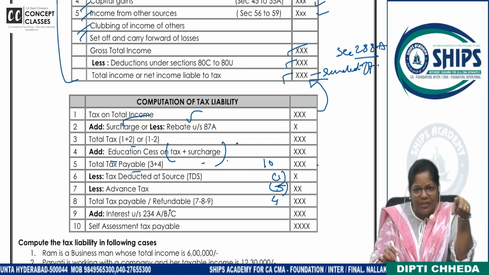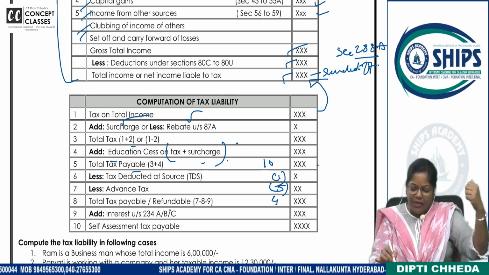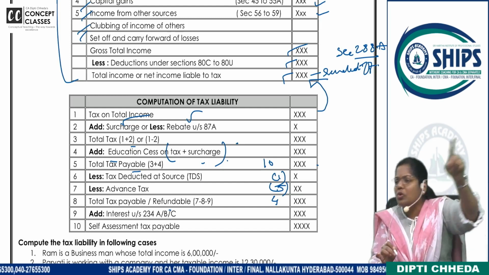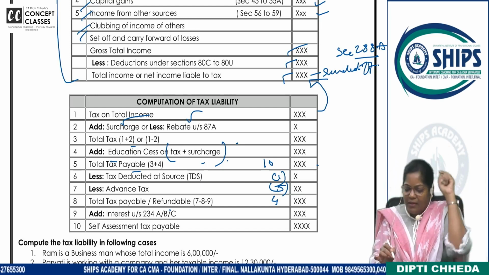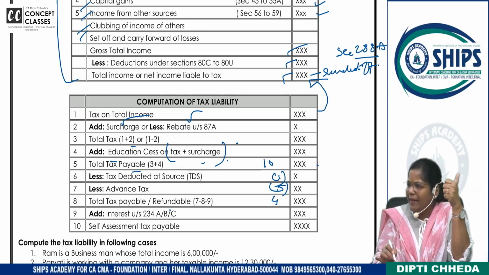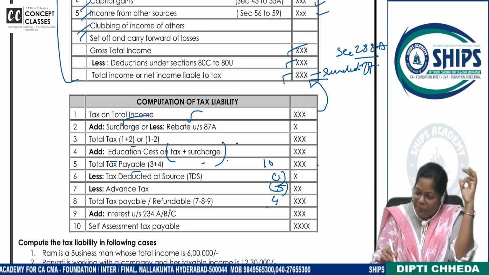Your tax is 10 rupees. 1 rupee Dipti ma'am deducted and paid on your behalf. 5 rupees is your advance tax which you yourself paid to government. That is also a name of a chapter. Advance tax: how much to pay, when to pay, very clear. One class you will learn it. Now how much tax you need to pay?